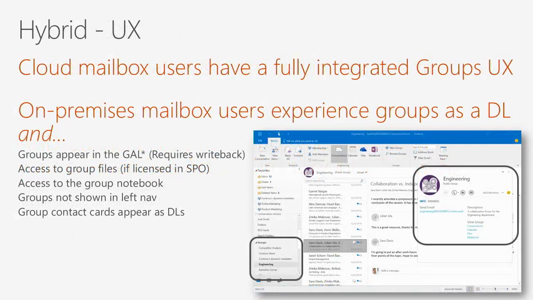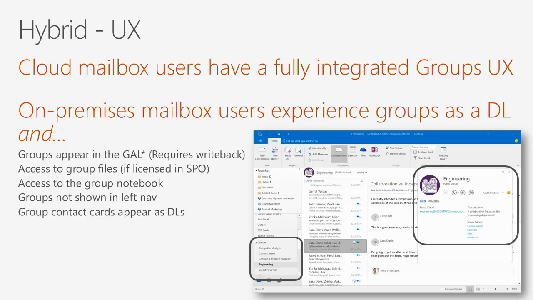Basically, what that looks like is you can still see groups, and you can interact with it very similar to how you would with a distribution list. You can still send an email to the address, which requires the group write-back feature to have that automatically appear. And as long as I've got a license to the SharePoint part of Office 365, I can still just click through to all the group files as well and access them. They'll appear as distribution lists in a contact list.